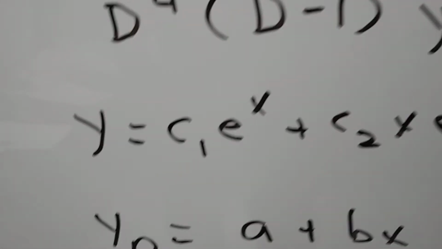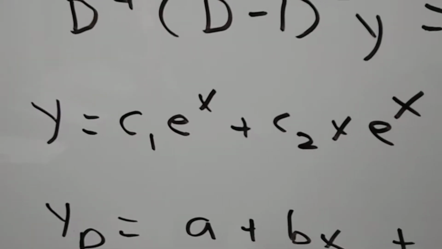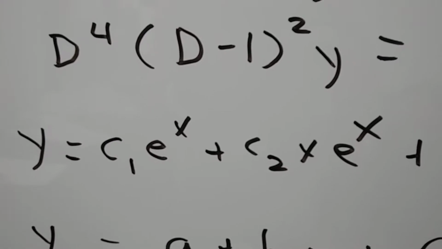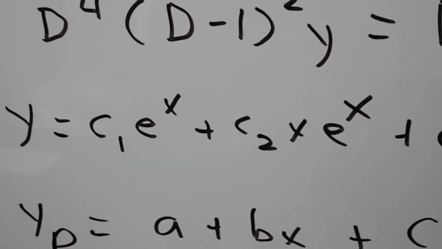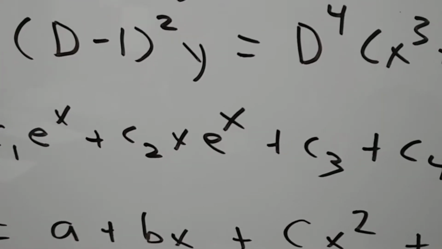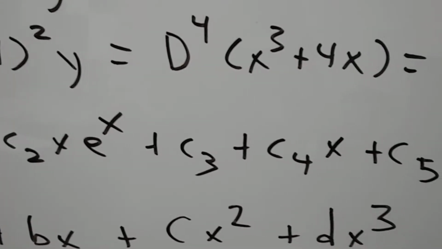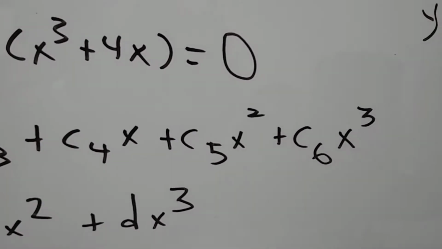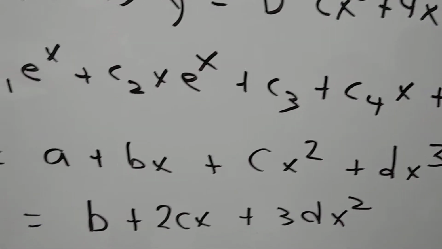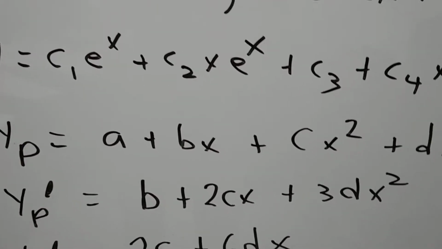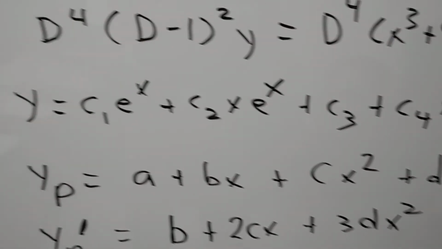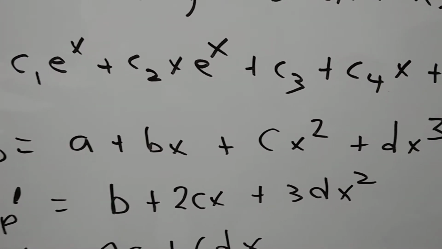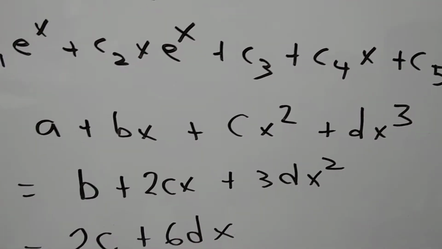But in so doing, I come up with another solution that should exist for my differential equation. Since I got order 6 on that operator D, I should have y equal to c1 e to the x plus c2 x e to the x plus c3 plus c4 x plus c5 x squared plus c6 x cubed. So now I know what my particular solution should be, separated from the complementary solution part. Let's just rewrite it now as a plus bx plus cx squared plus dx cubed.